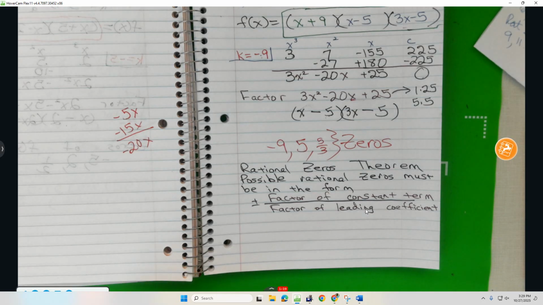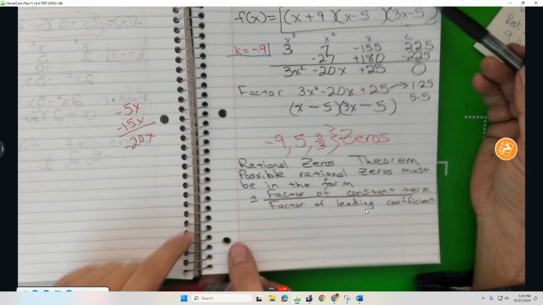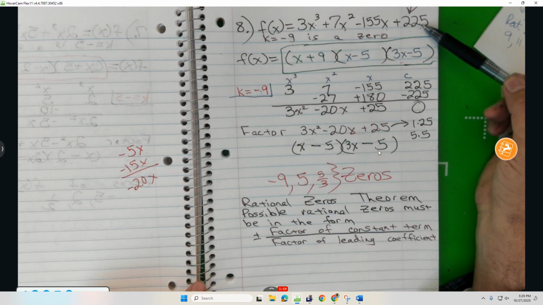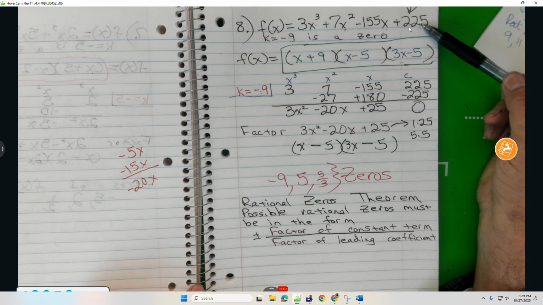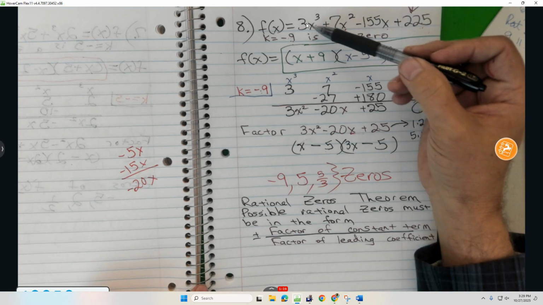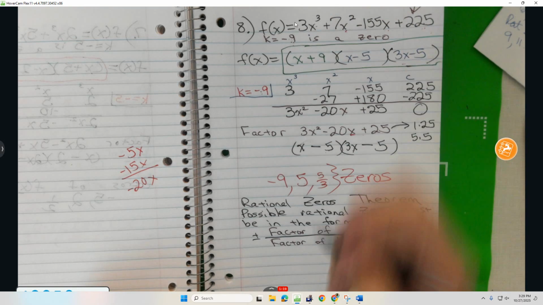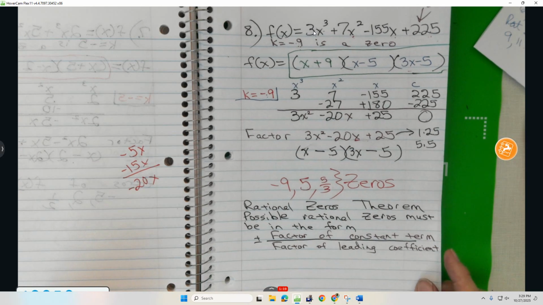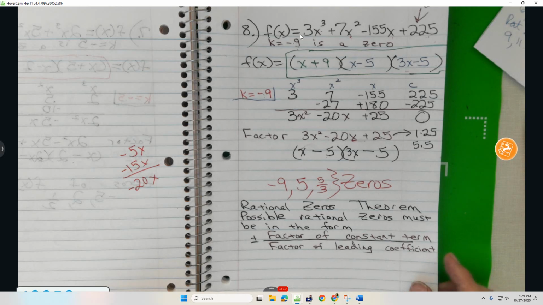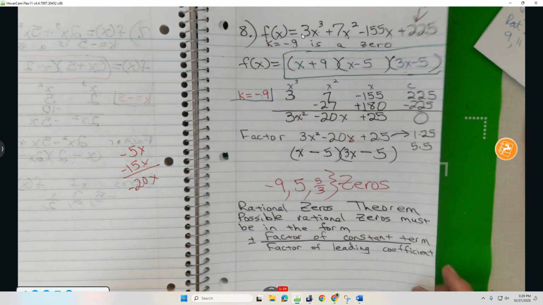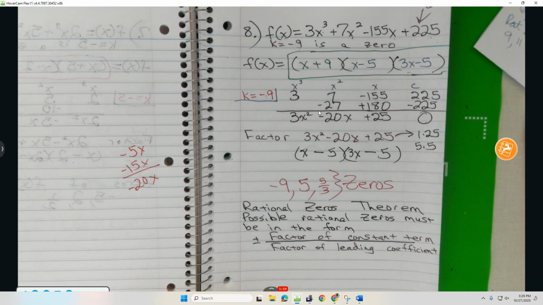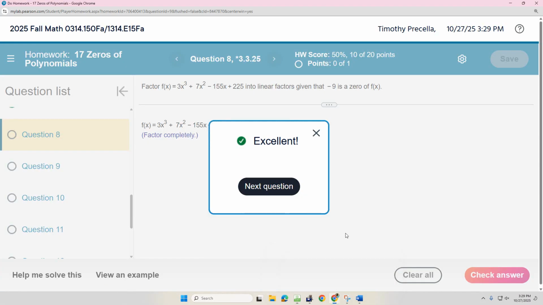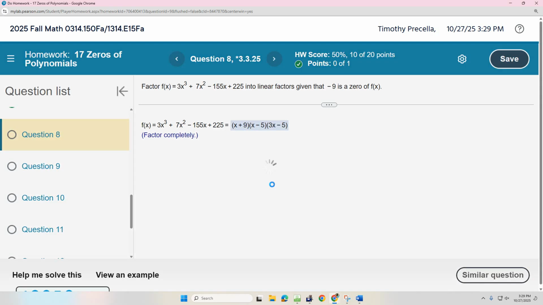Factor of constant term over factor of leading coefficient. So whatever's on top would have to be a factor of 225. Whatever's on bottom has to be a factor of the leading coefficient 3. Like in this case, the only factors of 3 are what? What are the only two numbers that divide evenly into 3? 1 and 3. So, number 9. Let's do number 9. It's really not as bad as it looks or sounds.